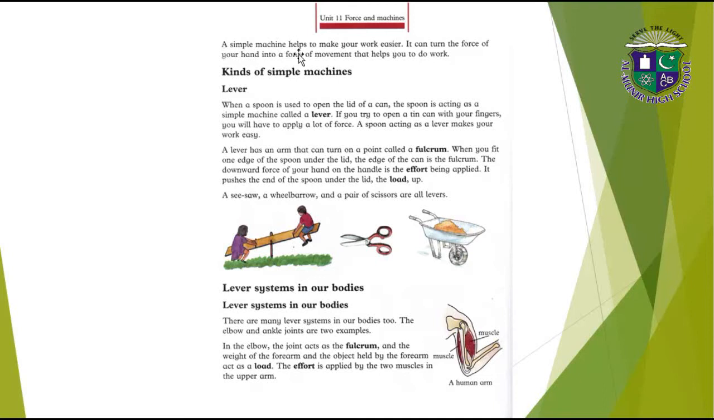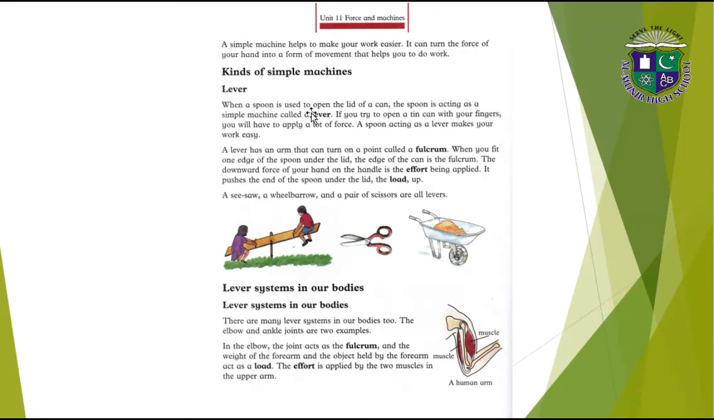So a simple machine helps to make your work easier. It can turn the force of your hand into a form of movement that helps you to do work. What are the different kinds of simple machine? Yes, we have the lever. What is a lever, students?